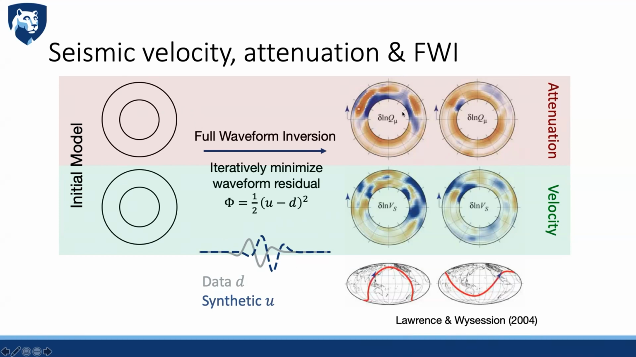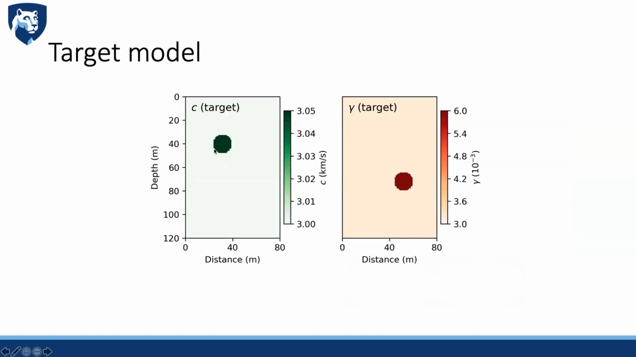Well, so far everything looks good, but we will have some common problem in this process when we are after multiple parameters. Check out this example. So these are our target models, the ground truth. The left is velocity, denoted by c, and the right is attenuation, denoted by gamma. Both of them have homogeneous background and a circular anomaly at different locations, right here and right here.